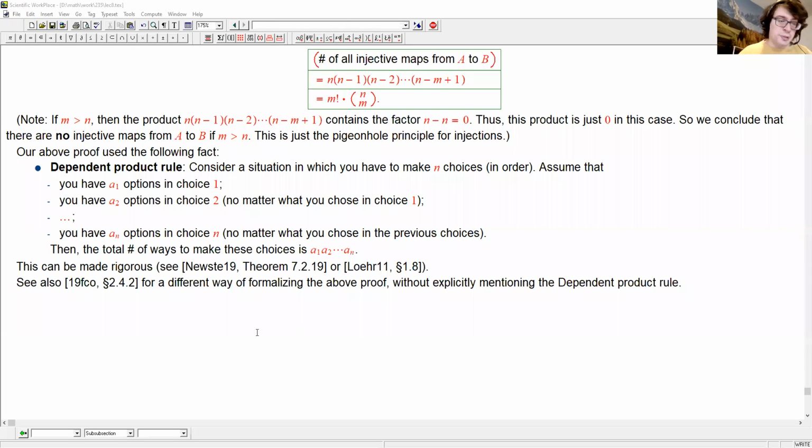Next, let us count tuples with non-repeating entries. And non-repeating we can interpret in several different ways and count each of them. So let's define some of these notations.